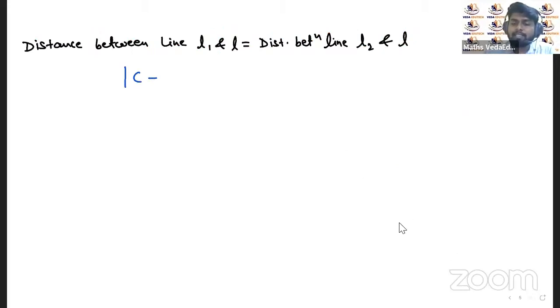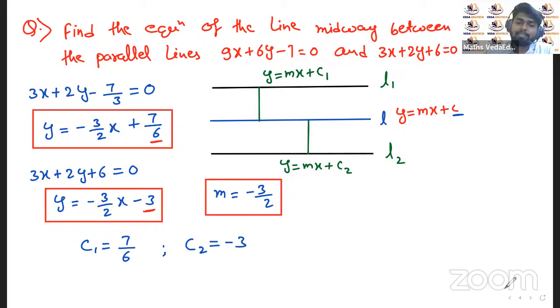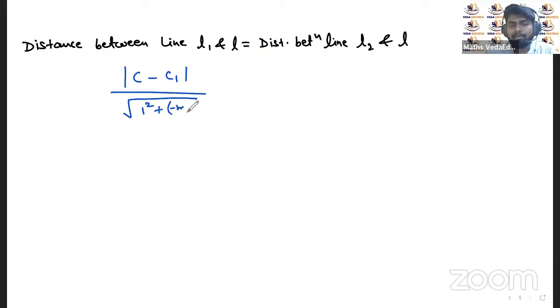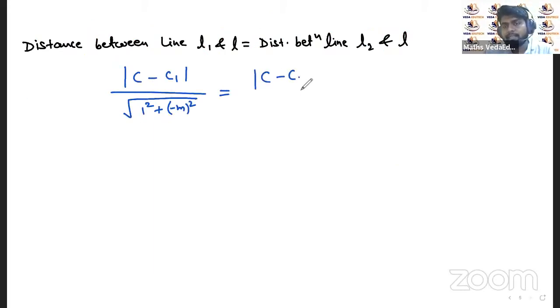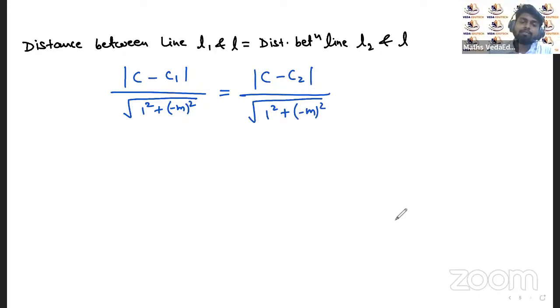The distance is nothing but C minus C1 whole divided by square root of a squared plus b squared. So 1 is squared, and b squared will become minus mx, so plus of minus m whole squared. Again, the distance between L2 and L will be nothing but modulus of C minus C2 whole divided by square root of 1 squared plus minus m squared. Now you can observe that both sides have the same denominator, so we can cancel it.